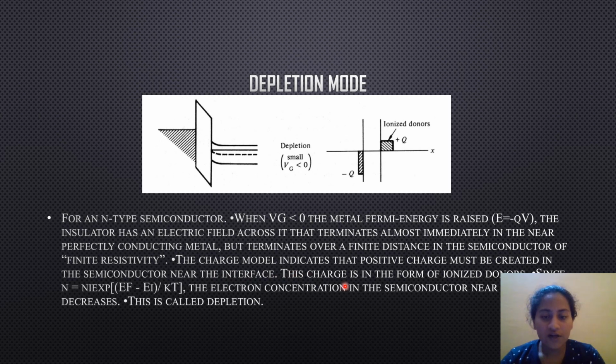The charge model indicates that positive charge must be created in the semiconductor near the interface. This charge is in the form of ionized donors. Since n is given by the expression here, the electron concentration in the semiconductor near the interface decreases. This is called depletion mode.